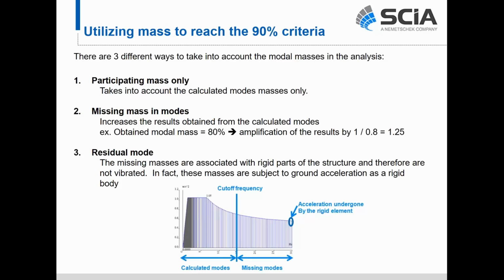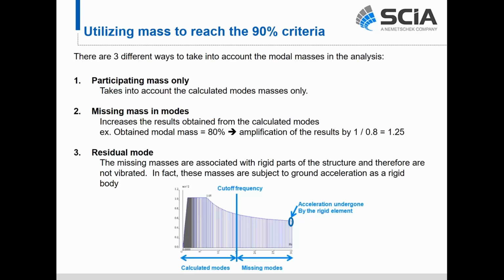We could also include what we call missing masses in modes. Basically, this increases the results obtained from the calculated modes. So essentially, if we have a modal mass that's 80% of the total mass, we can amplify those results by what we would assume to be the missing mass in those modes. The other is we can include what we call the residual modes. This is the missing masses that are associated with other rigid parts of the structure that are maybe not vibrating in this case.